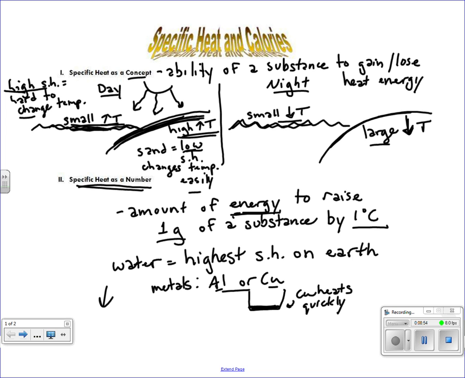So the idea is that the amount of energy it takes to raise 1 gram of anything by 1 degree Celsius is related to its specific heat. Okay, so when you come to class, then we're going to add on to this idea by looking at some mathematical ways that we can work with specific heat as a number.